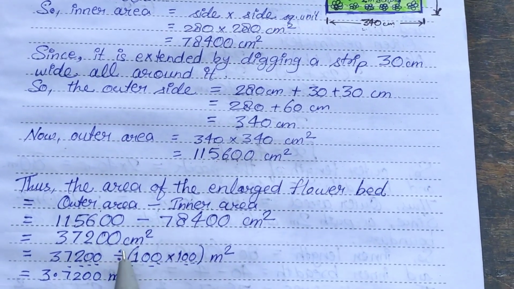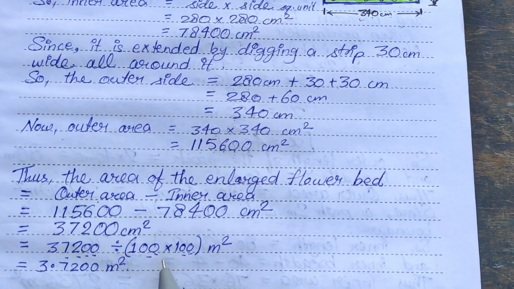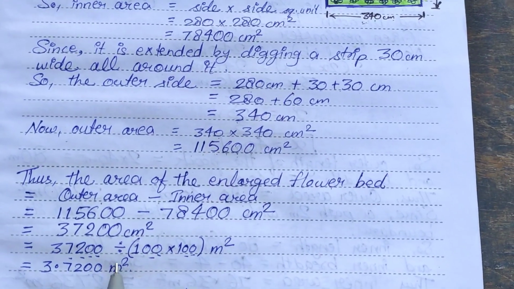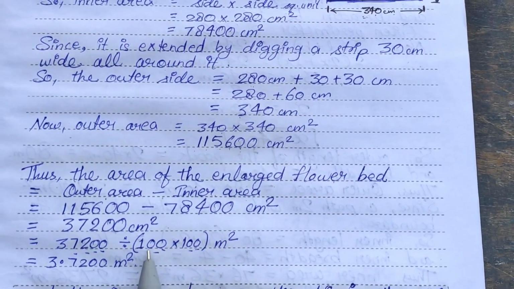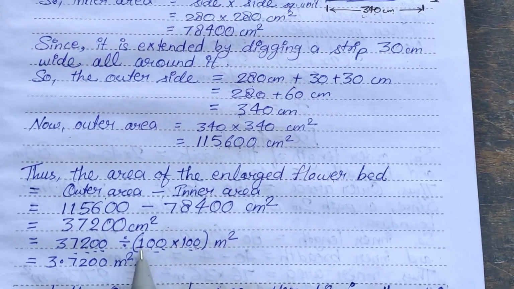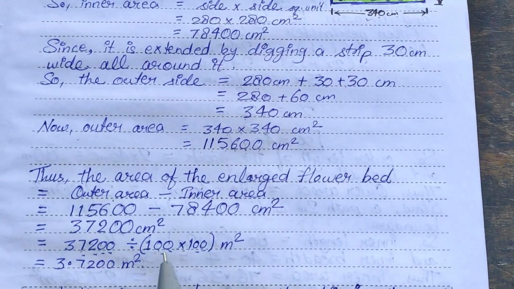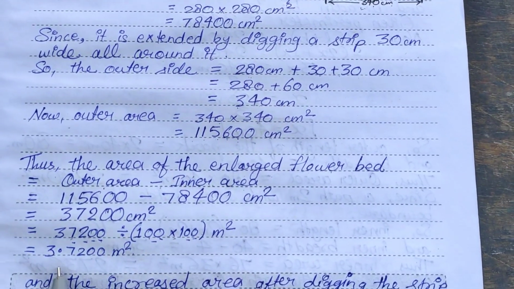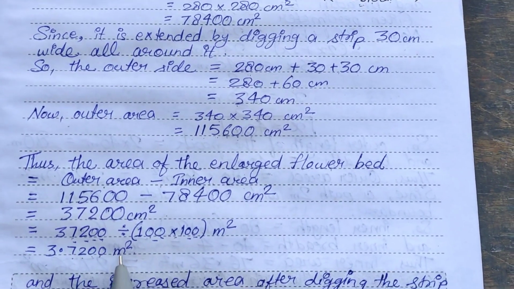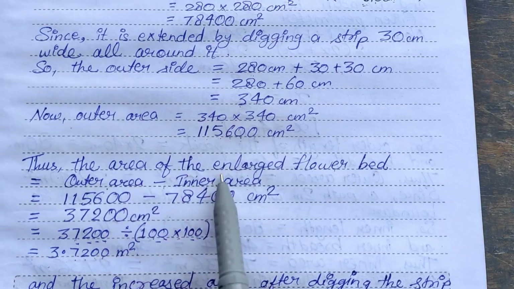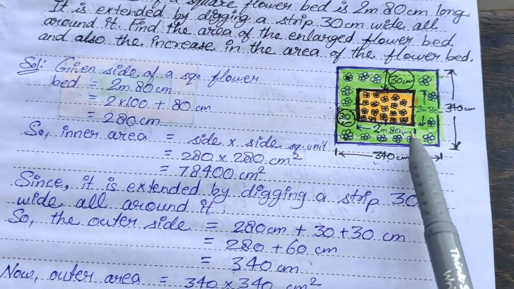we have to divide it. So here we have centimeter 2 times, so we have to divide by 100 two times, that is divide by 100 and again by 100. Now divide 37200 by 100 and by 100, and we have 3.7200 meter square as the area of the enlarged flower bed.